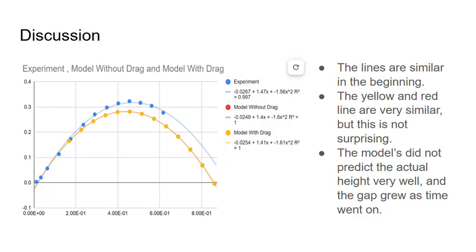This is the graph I made to compare all three. The numbers that I got from the experiment are the blue line. The model without the drag is the red line, and the model with the drag is the yellow line. The red line and the yellow line are very similar, and it's kind of hard to see where they are, but towards the end you can start to see them separate a little bit. It's not surprising that they're very similar because the only thing that changed was a little bit of drag.